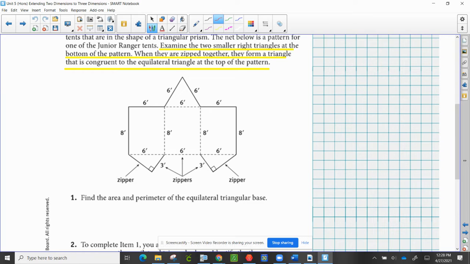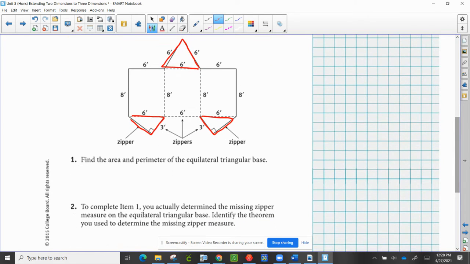Let me point those out. So these two smaller right triangles. Okay, it says when the tent is zipped back together, they form a triangle that is congruent to the equilateral triangle on top. So those two right triangles put together is the same as that equilateral triangle, the base of this prism. So we're going to start by finding the area and perimeter of this triangle. Maybe start with the perimeter. That's a little easier to find. So in our equilateral triangle, if all sides are 6, well, we know our perimeter, if we add all sides up, should be 18 feet.